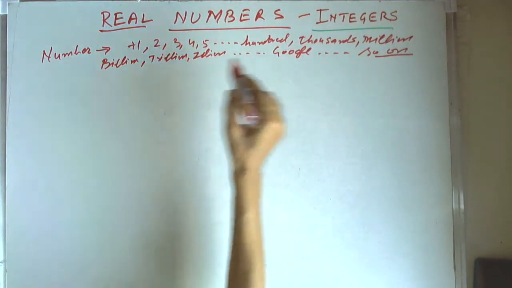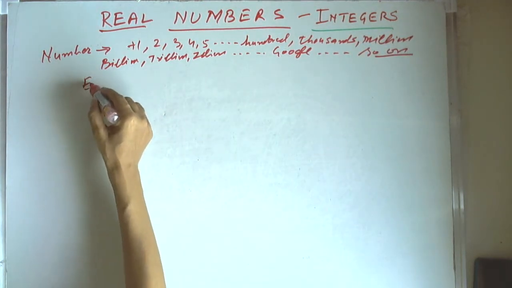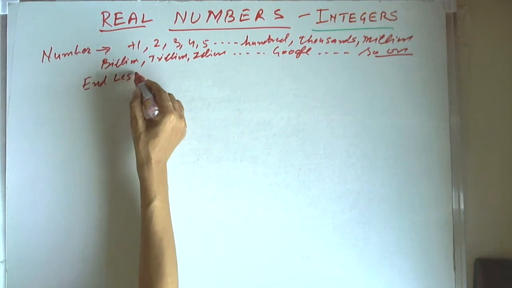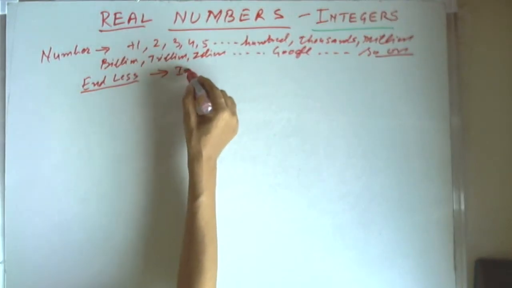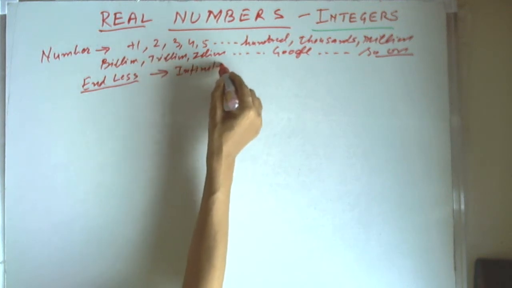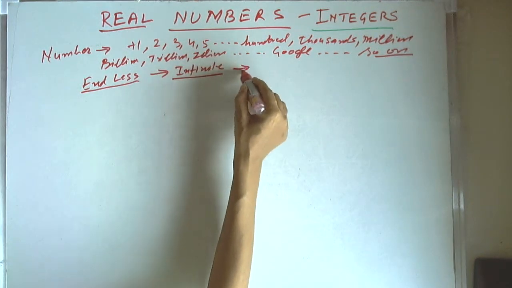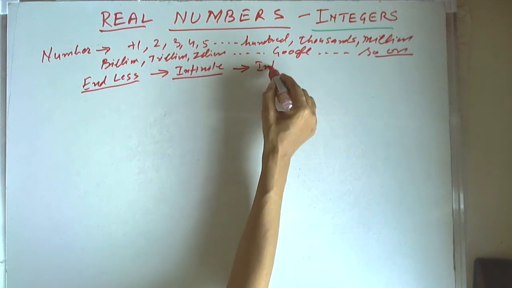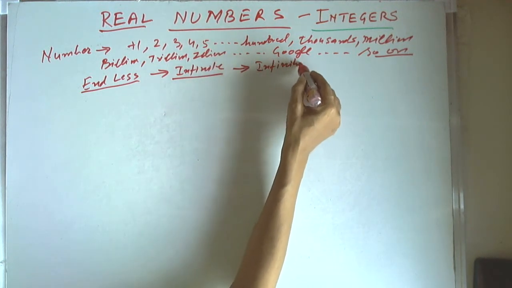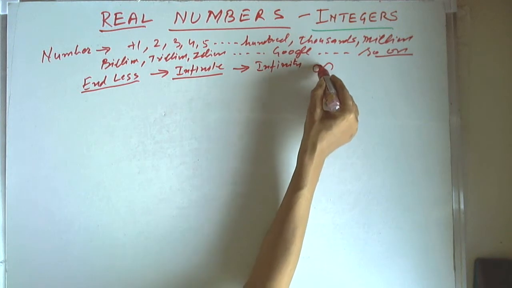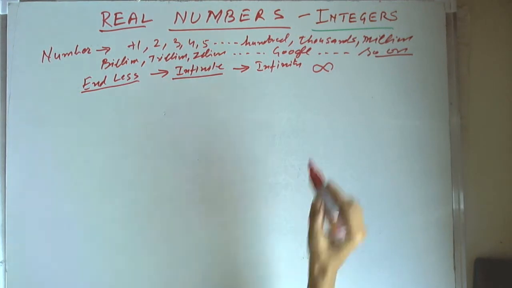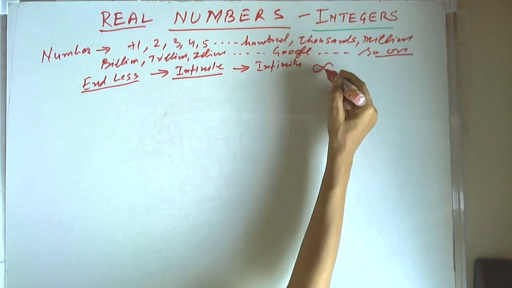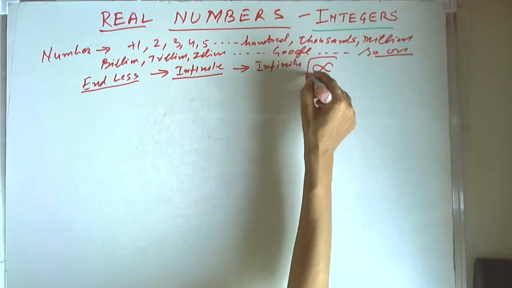So this is something which is endless. Endless means infinite, that never ends. And this is also called infinity. It is written by a symbol like this, which is like an 8 put in the horizontal direction, with the ends open. So this is the symbol of infinity.